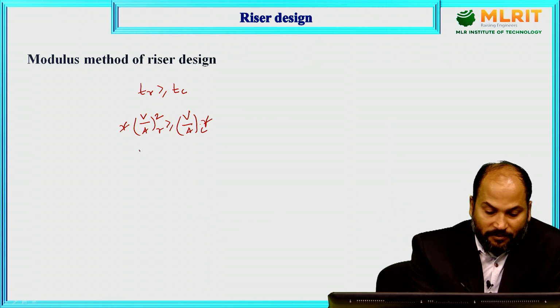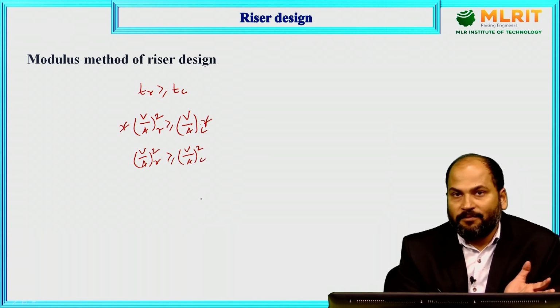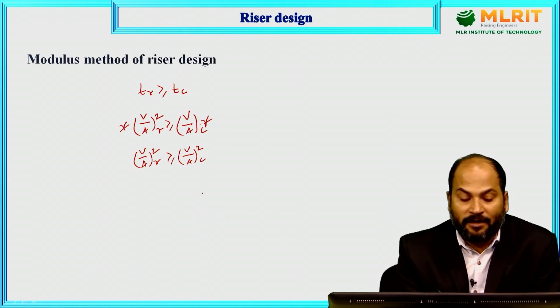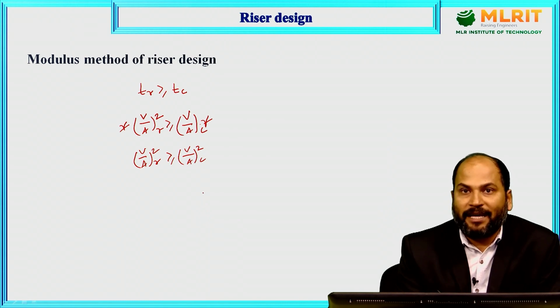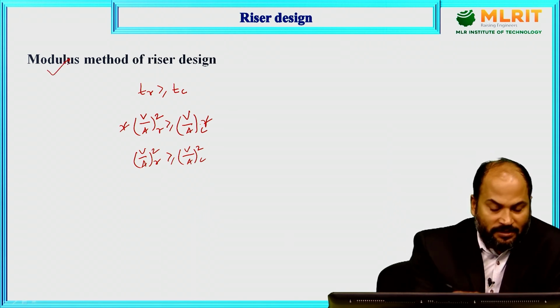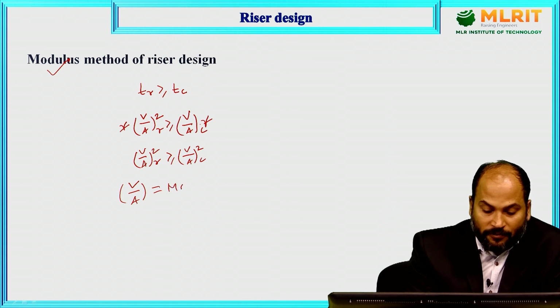So, what will it finally be? It will be volume upon surface area for the riser, squared, which should be greater than or equal to volume upon surface area of the casting, squared. We have already seen in previous slides that this is the basic requirement for riser design. Means the solidification time for the riser should be greater than or equal to the solidification time of the casting. Now, a new term, modulus, is defined as volume upon surface area.